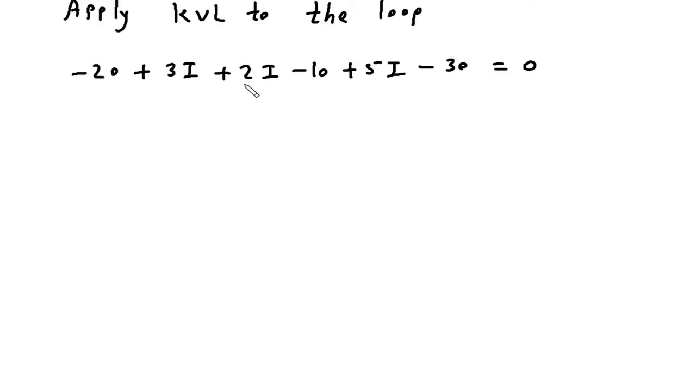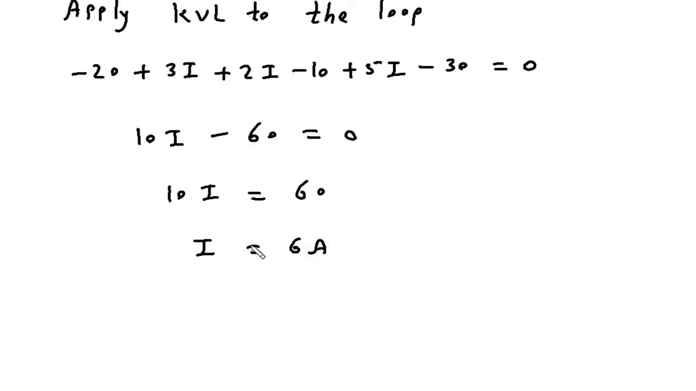So this will be 3 plus 2 is 5, 5 plus 5 is 10, 10I, and this will be minus 20 minus 10 minus 30. Minus 30 minus 30 will be minus 60 is equal to 0. So 10I is equal to 60. Therefore I is equal to 6 ampere.